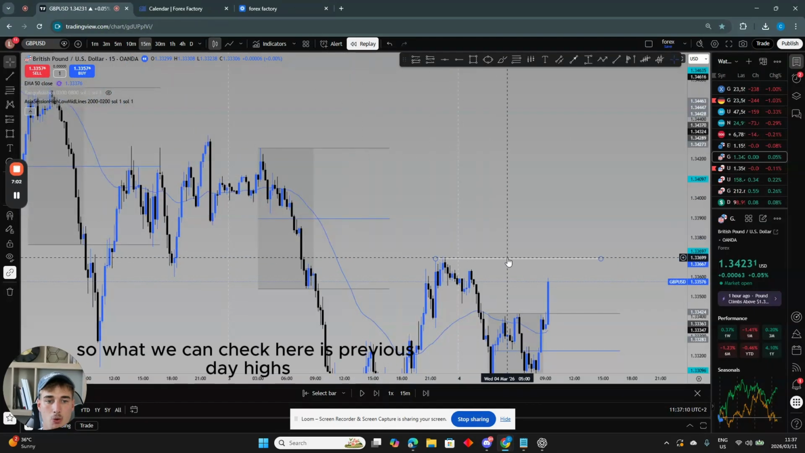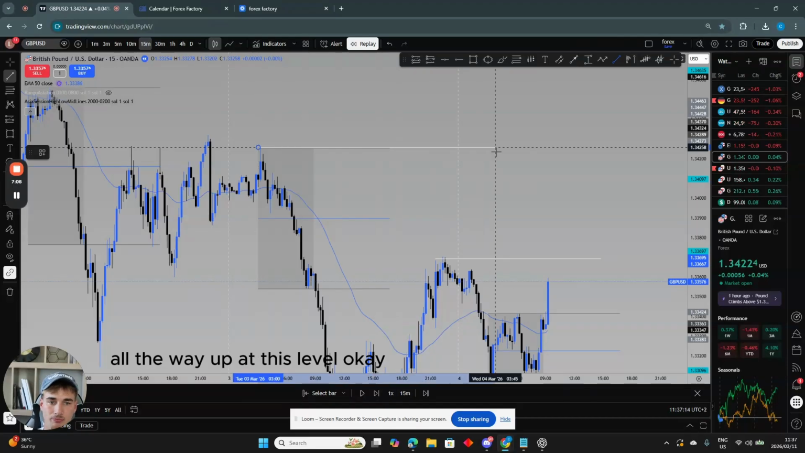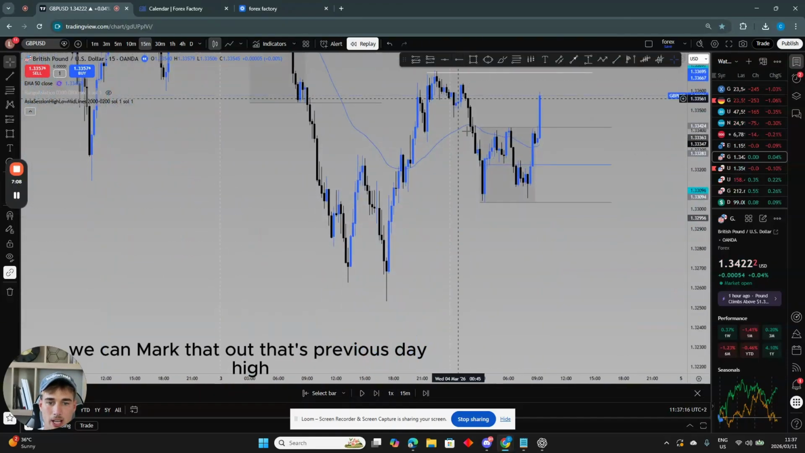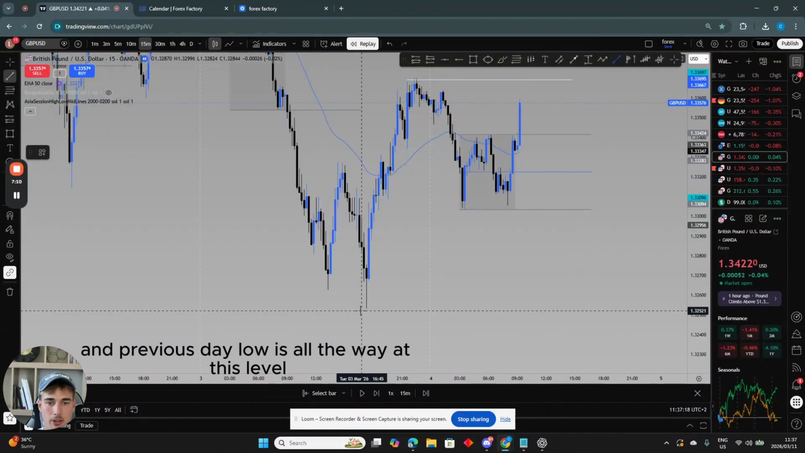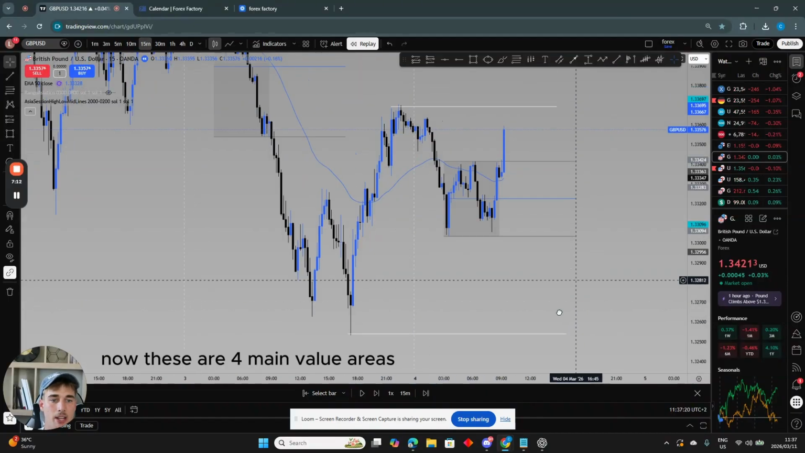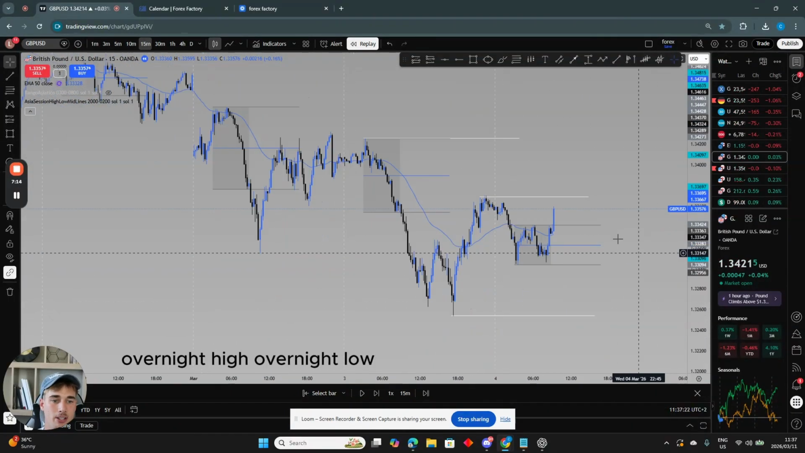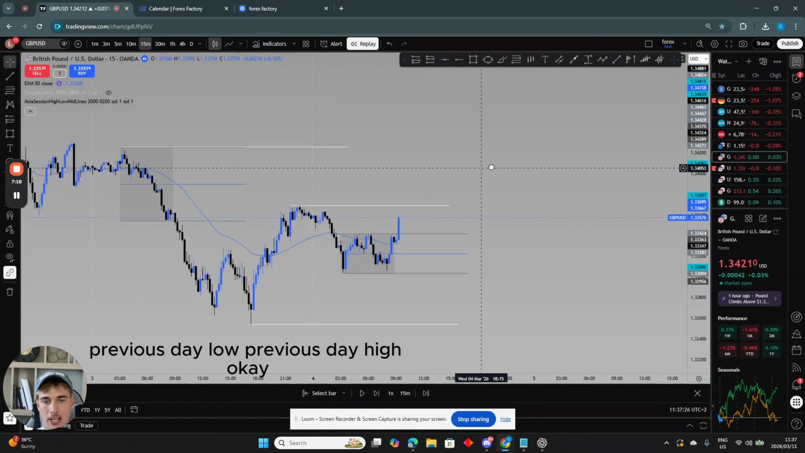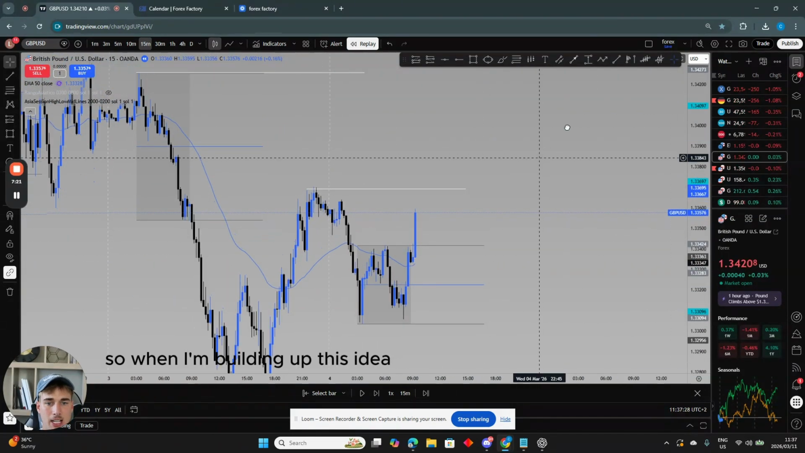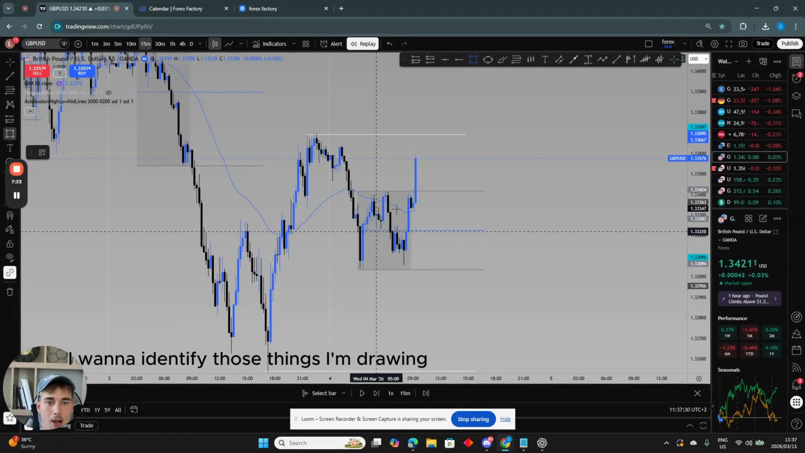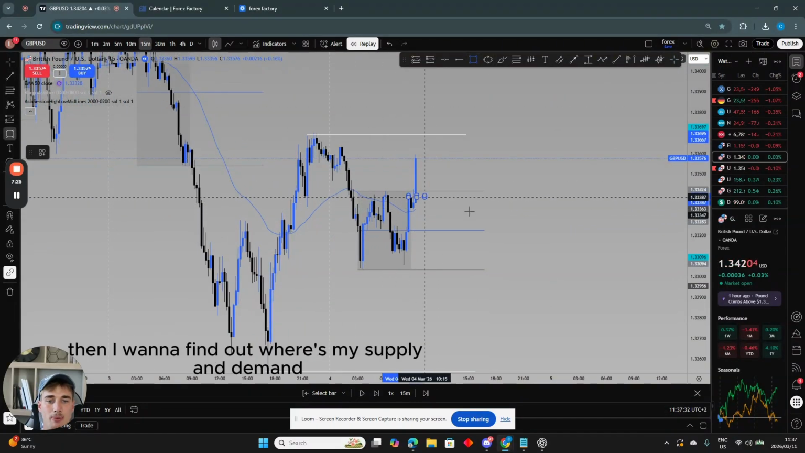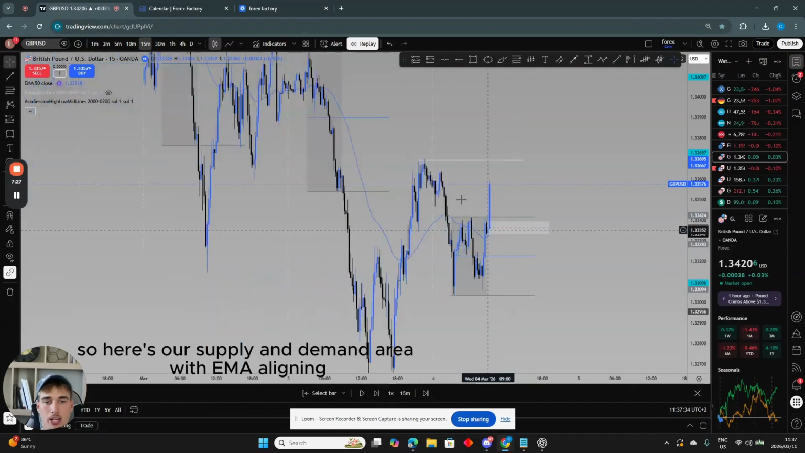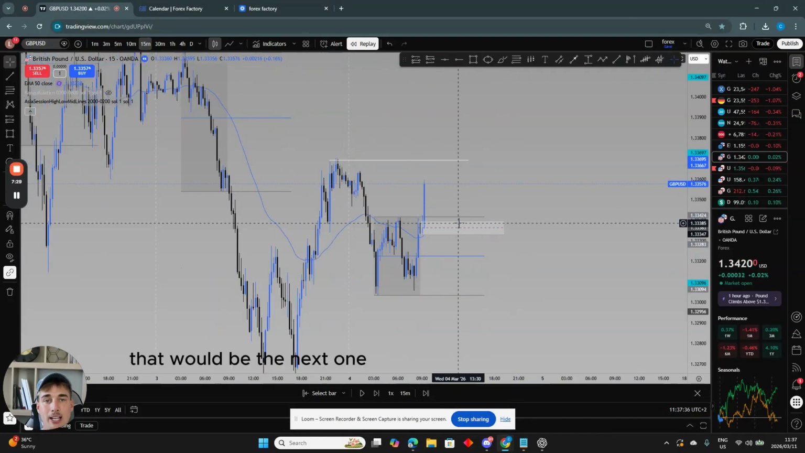What we can check here is previous day high is all the way up at this level. We can mark that out. That's previous day high. And previous day low is all the way at this level. Now, these are four main value areas: overnight high, overnight low, previous day low, previous day high. So when I'm building out this idea, I want to identify those things. Then I want to find out where's my supply and demand. So here's our supply and demand area with EMA aligning. That would be the next one.